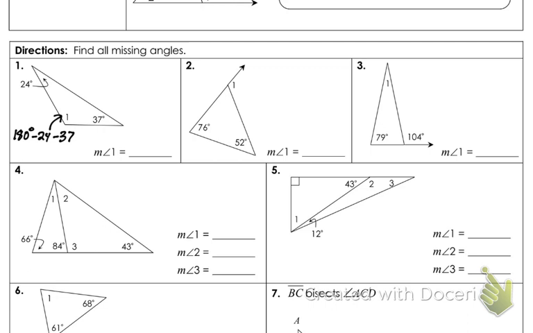And now we're just going to take out our calculators if we don't know how to do this right off the bat. And I need 180 minus 24 minus 37. And we all need to be doing it because I'm not just going to take one person's answer for it.